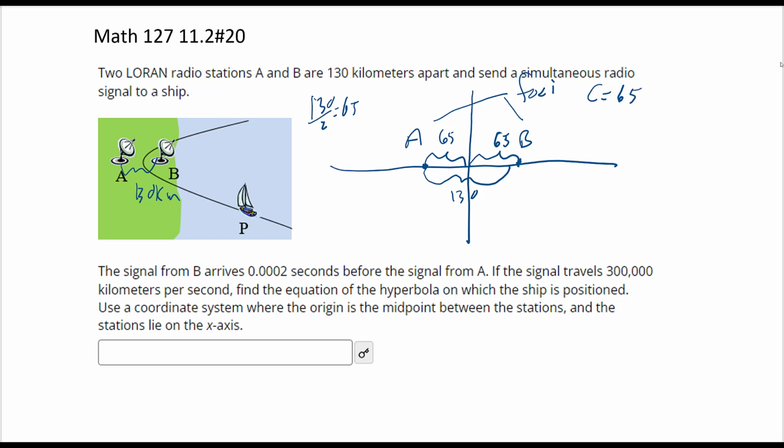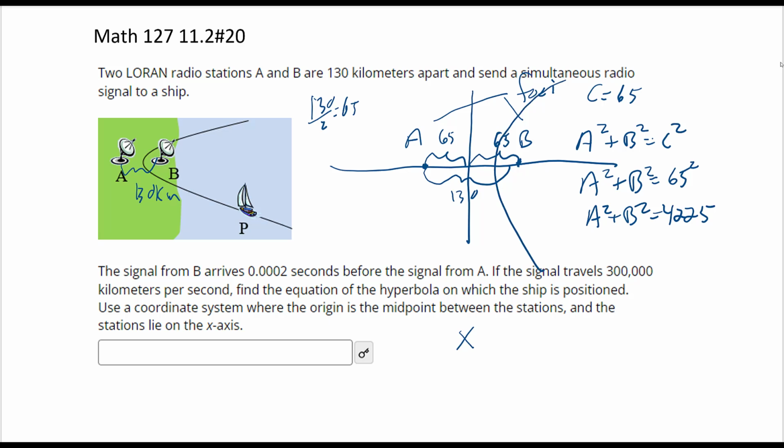So recall with our hyperbola, a squared plus b squared equals c squared. So we know a squared plus b squared is 65 squared, or a squared plus b squared equals 4225. We also know, because this is centered at the origin, our formula is going to be something like, and it opens sideways like this, x squared over a squared minus y squared over b squared equals 1.